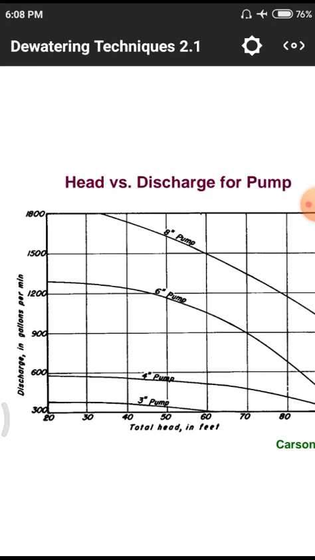The 3 feet pump captures up to about 390. After that we have the 4 feet pump, with a capacity of 590 to 595 gallons per minute. After that we have the 6 feet pump, with a capacity of nearly 1290 or 1300 gallons per minute. After that we have the 8 feet pump, with a capacity of nearly 1900 gallons per minute.